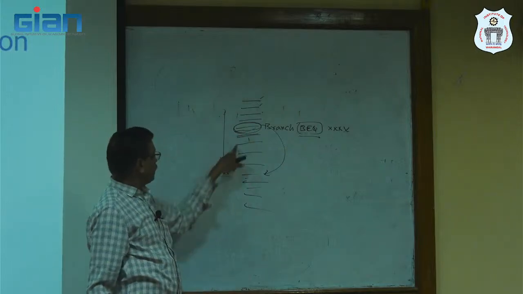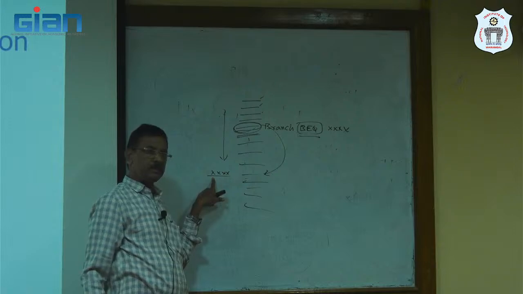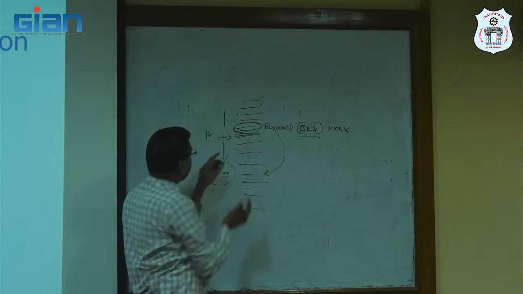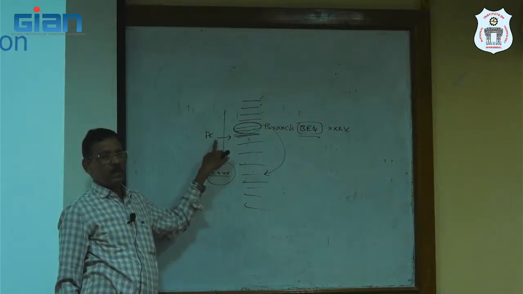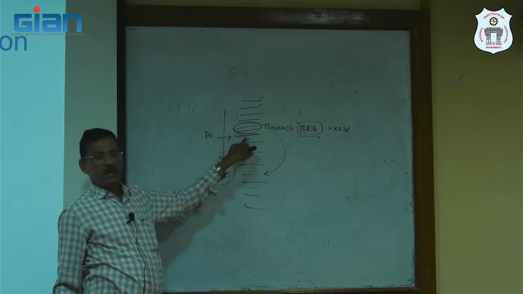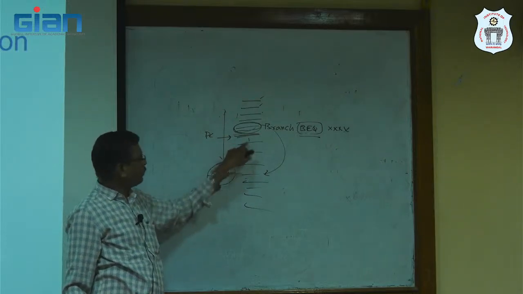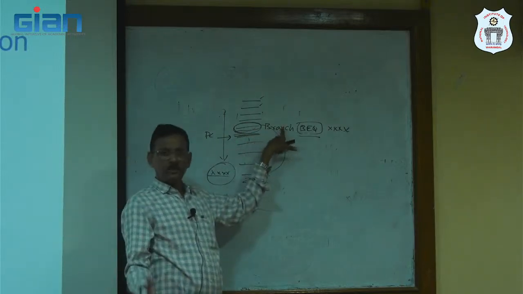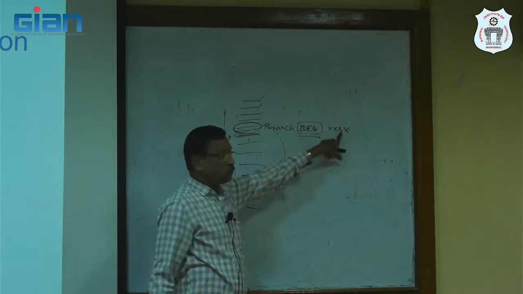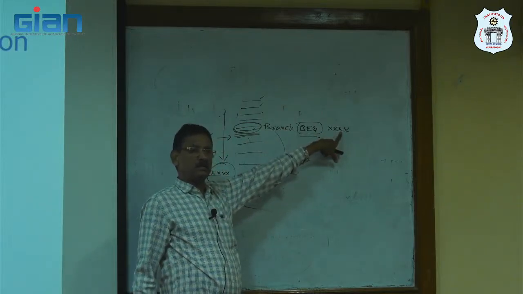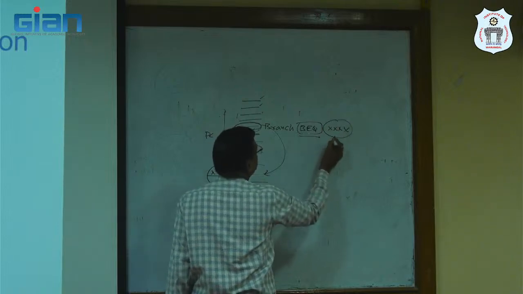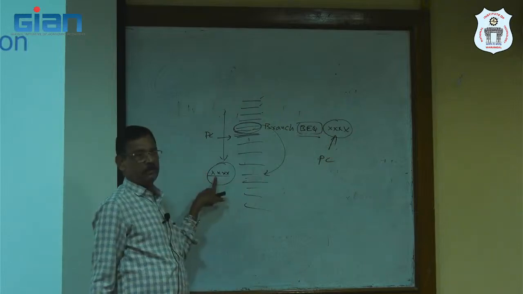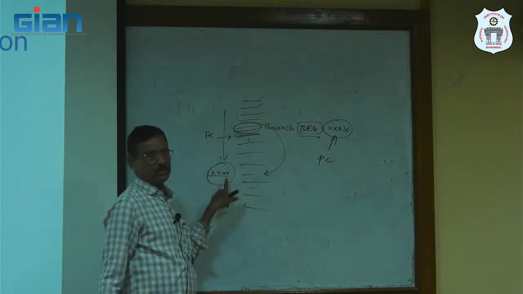That means the next instruction address is indicated by the PC. The program counter indicates the next instruction address. If it is not equal, the PC will indicate this address and it will continue these instructions only. If it is equal, the branch is true, the condition is true, then it will jump to this target address. So this address has to be initialized to the PC. Then it will go to this location.